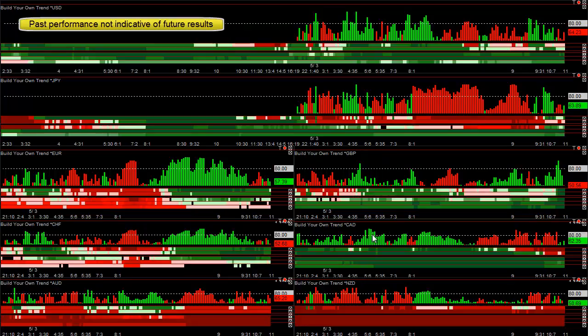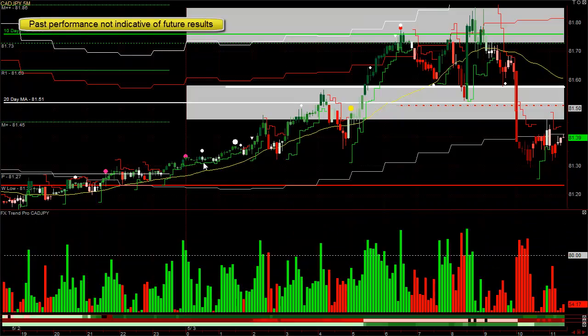So the trade you want to take earlier in the day was the CAD/yen. You want to buy the strong CAD, weak yen. You can see this pretty much went up from 81.30 to 82. Volatility's been really low lately.